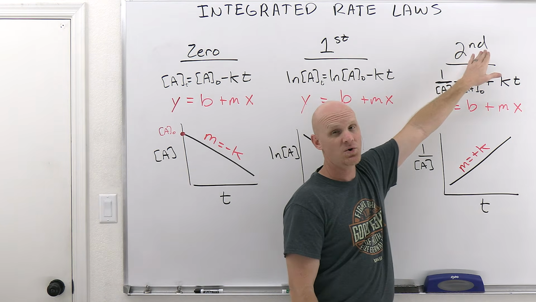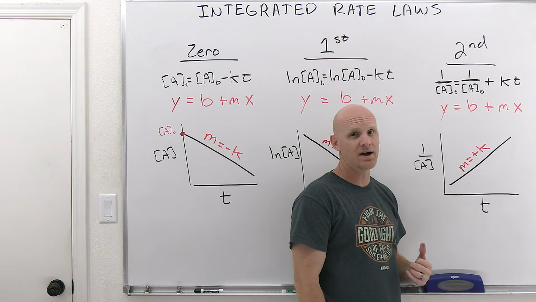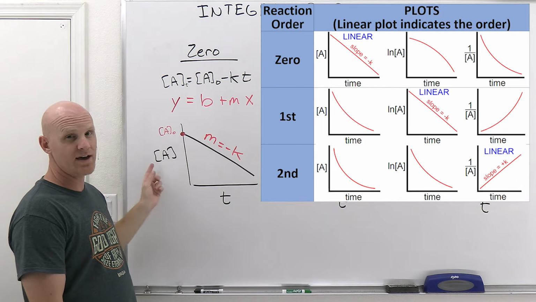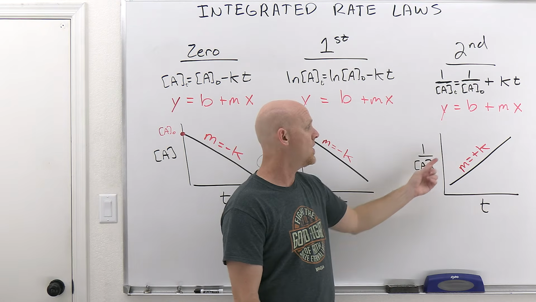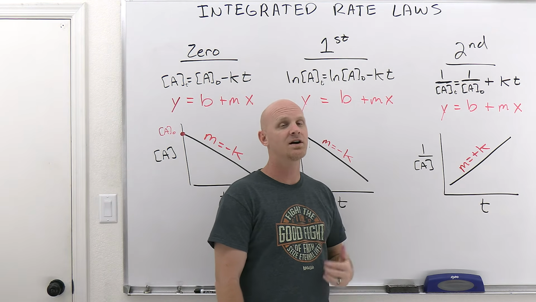If you have a second order reaction, then the plot of 1 over concentration versus time comes out as a straight line. If you happened for a second order reaction to make either one of these graphs of A versus time or ln A versus time, they would not come out as a straight line. Only the relevant plot for a given order, only one of those graphs comes out as a straight line.